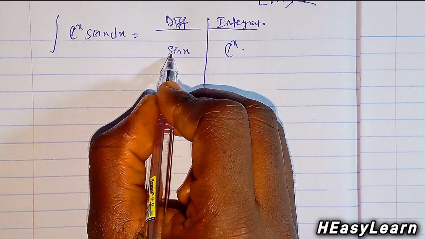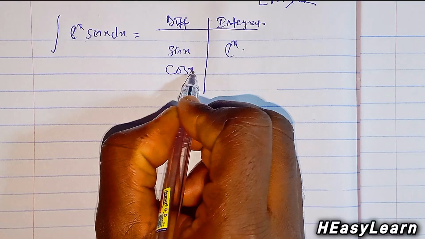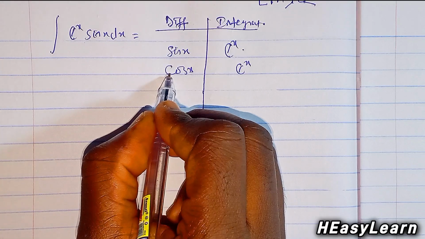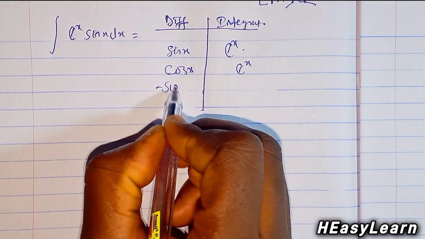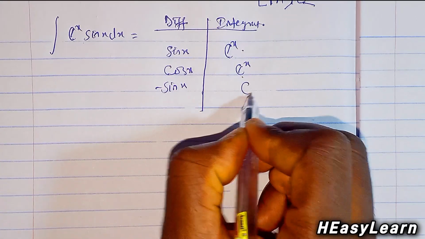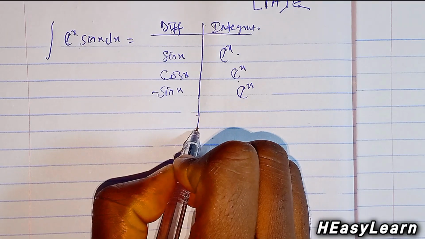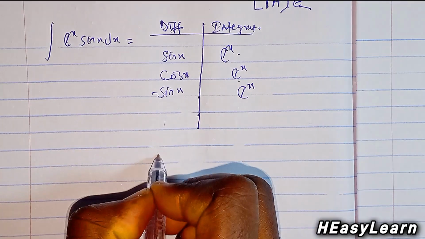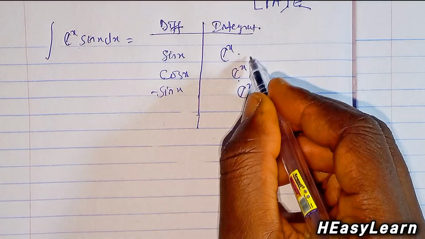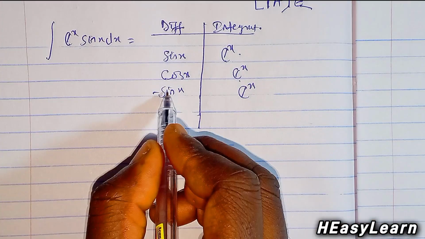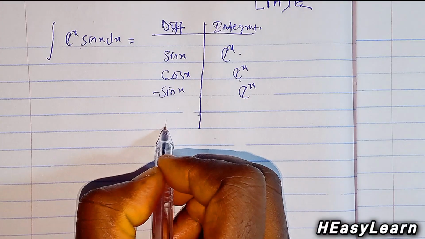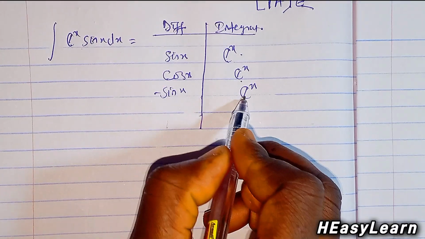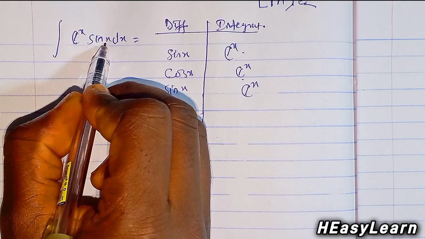What is the differential of sin x? It is cos x. The integral of exponential x is exponential x. What is the differential of cos x? It is minus sin x. The integral of exponential x is exponential x. So in this case, if we keep on differentiating, it will not terminate at 0. But in a case where we have this kind of function, when we arrive at the same function again, then we stop.